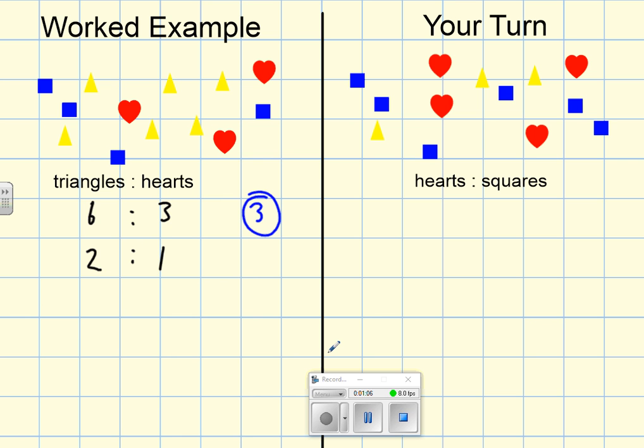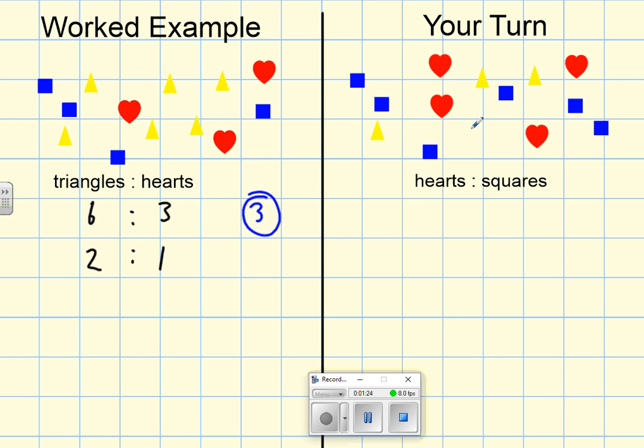Now, your turn. Can you try in your jotter and look at the ratio of hearts to squares and simplify it? Press pause, and then when you've done the work in your jotter, unpause it and see if your solution matches. Time to check your turn.